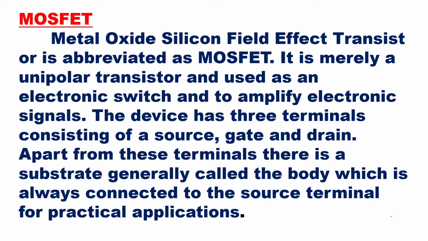It is used as an electronic switch and to amplify electronic signals. The device has three terminals: source, gate and drain. Apart from these terminals, there is a substrate, which is called the body, which is always connected to the source terminal for practical applications. Therefore, as a whole, instead of four terminals, we say that MOSFET has three terminals: source, gate and drain, where the source will be internally connected to the body or the substrate.